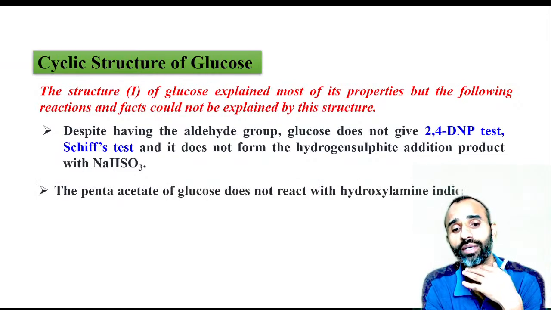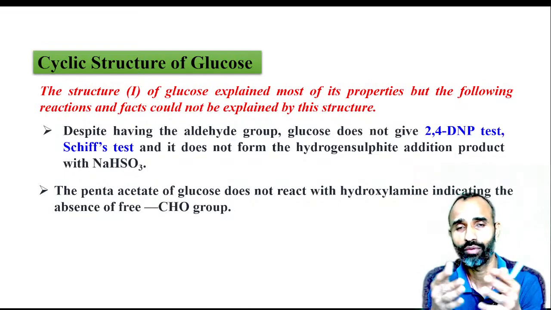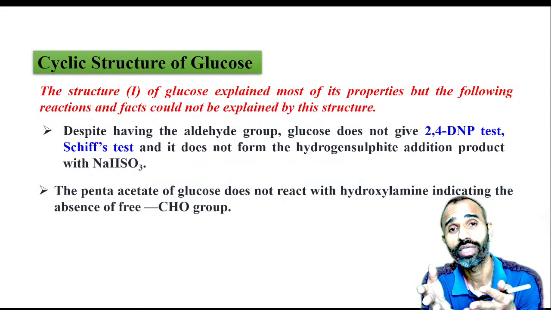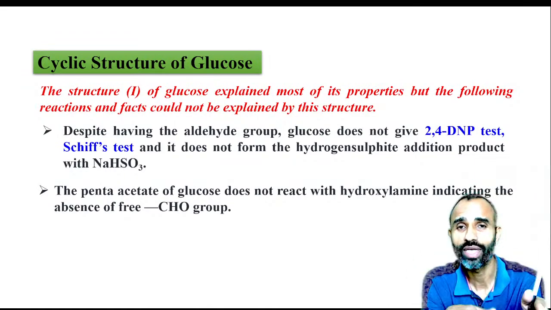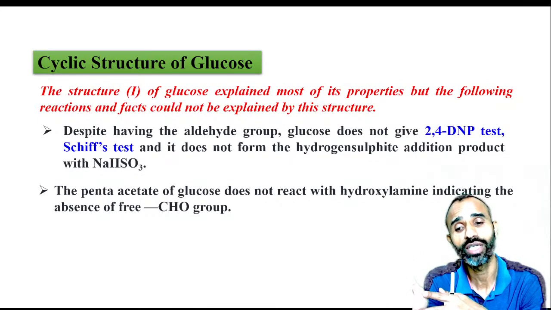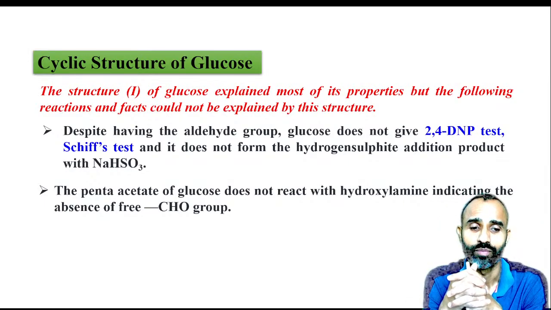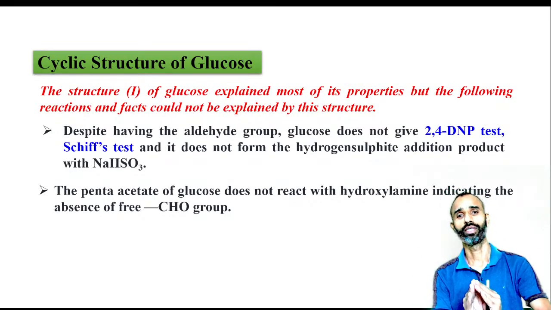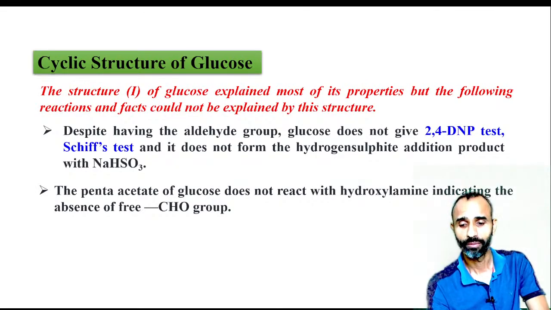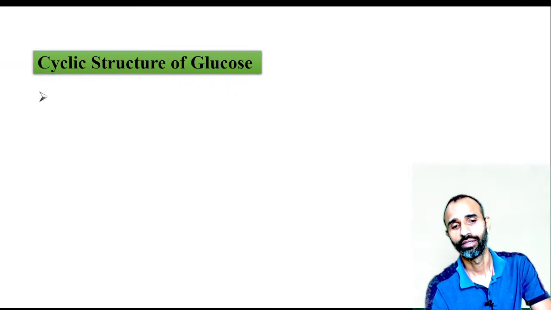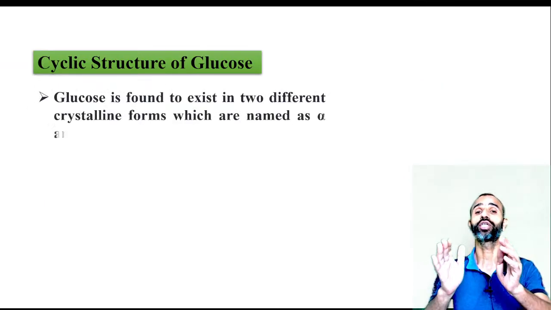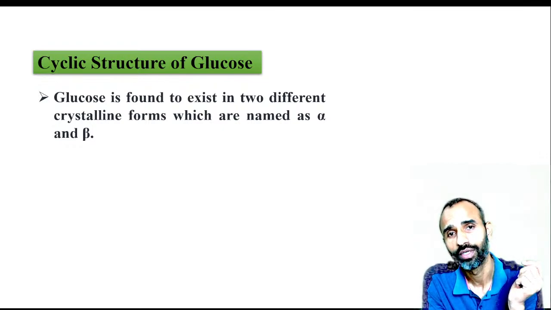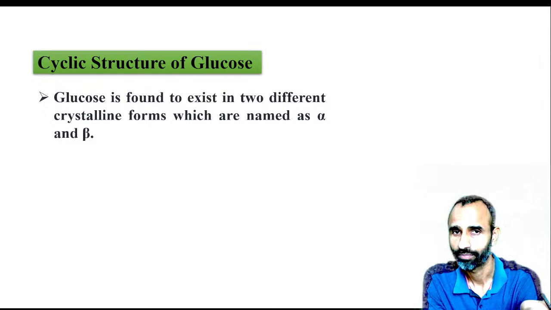Second, in glucose pentacetate, again we have shown that the CHO group is free, but it does not react even with hydroxylamine. Glucose reacts with hydroxylamine, but glucose pentacetate does not. That again indicates the absence of a free CHO group, meaning the CHO group, if present, is not totally free. And third, glucose is found in two different crystalline forms, alpha D plus glucose and beta D plus glucose. That is also not shown by the open chain structure.